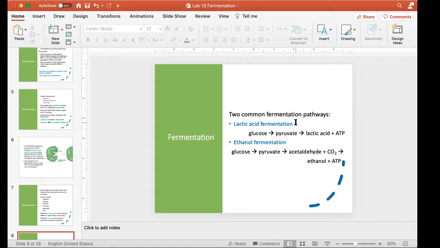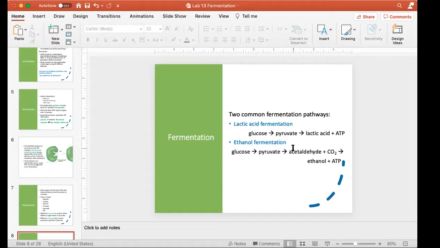Lactic acid fermentation uses glucose to make pyruvate. Remember, that's glycolysis. And then the pyruvate is used to make lactic acid and ATP.